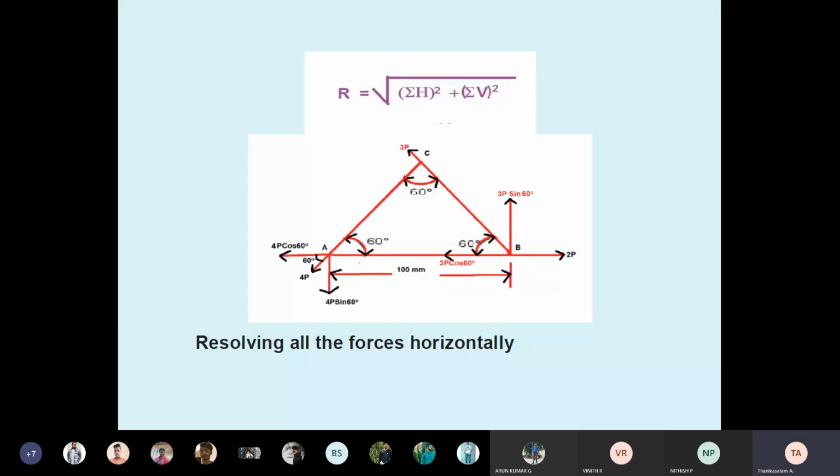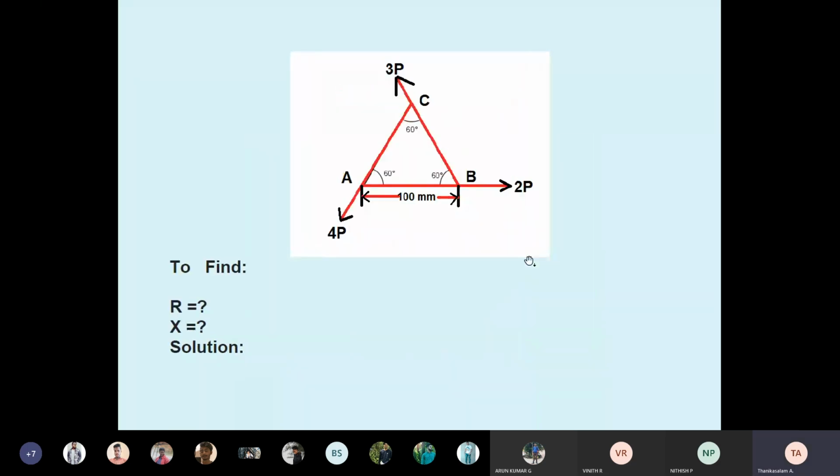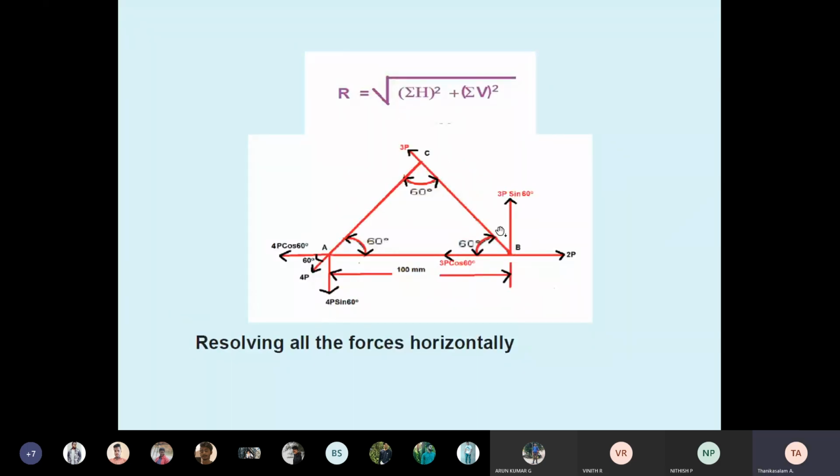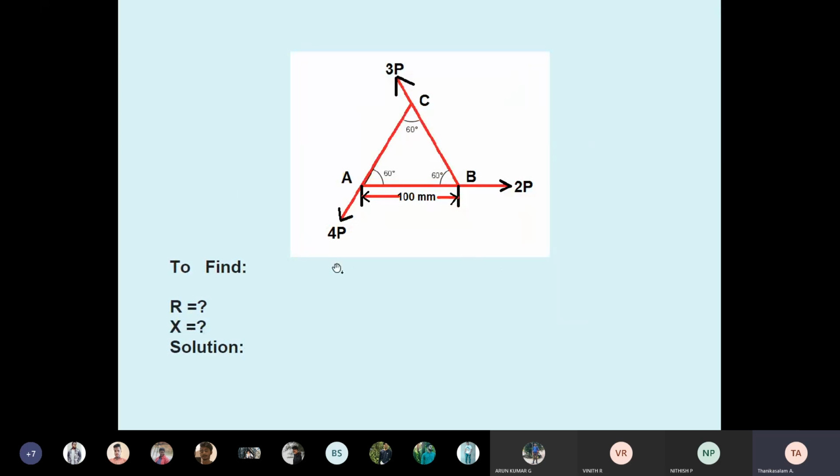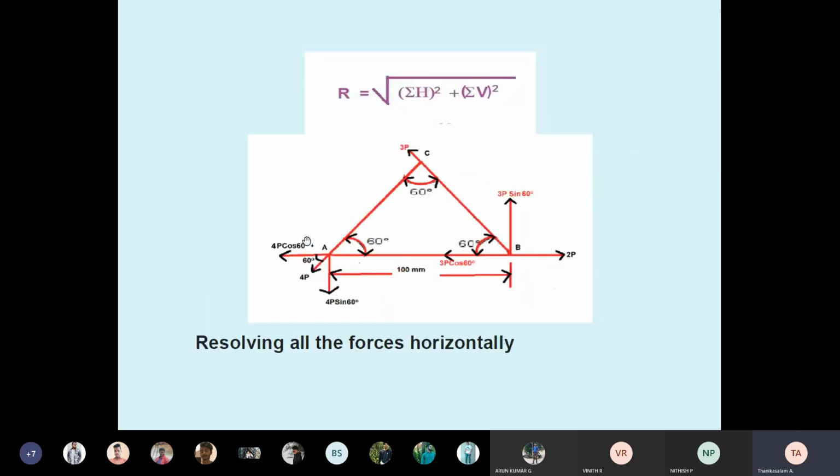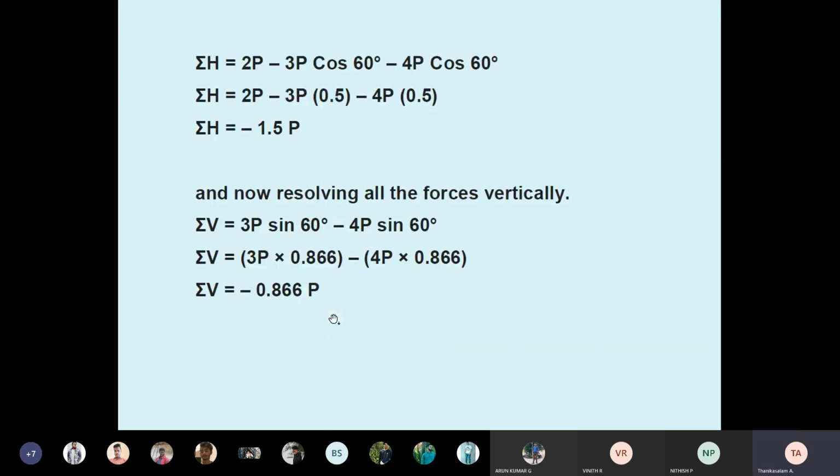So I converted, we know the resultant formula. See here, 2p is horizontal. But 3p, with respect to horizontal, is in the second quadrant at 60 degrees, so 3p sin 60, 3p cos 60. Similarly, see this picture, the last 4p is in the third quadrant, with angle with respect to the x-axis. I projected it, so 4p cos 60, 4p sin 60. So I added all the horizontal forces and all the vertical forces.